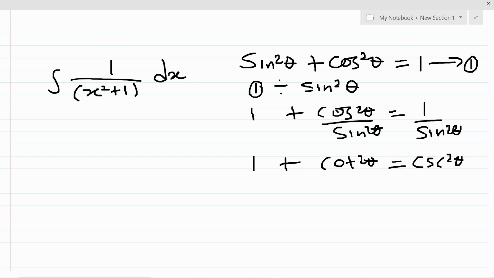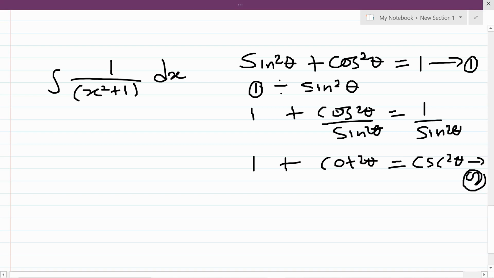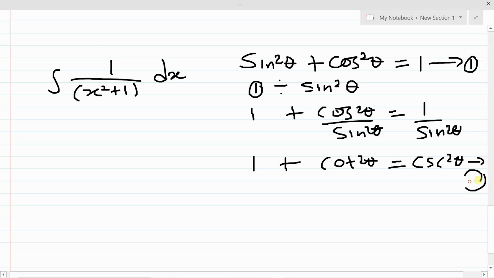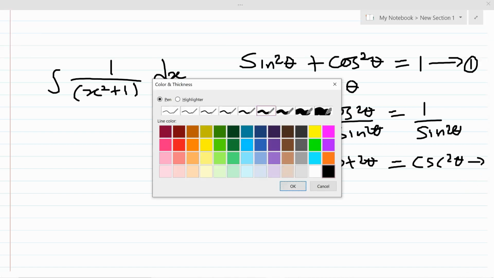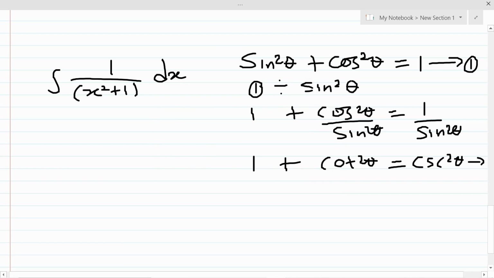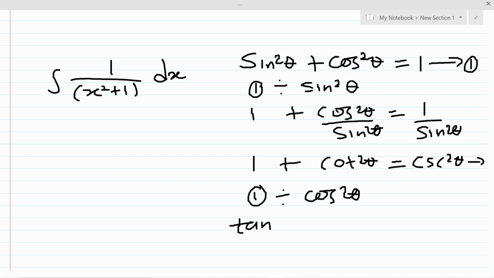So this is the second equation that we will generate. Now if I divide equation 1, the same equation, by cos squared theta, I'll get sine squared theta over cos squared theta, and that will be sine theta over cos theta all squared, so I'll get tan squared theta.